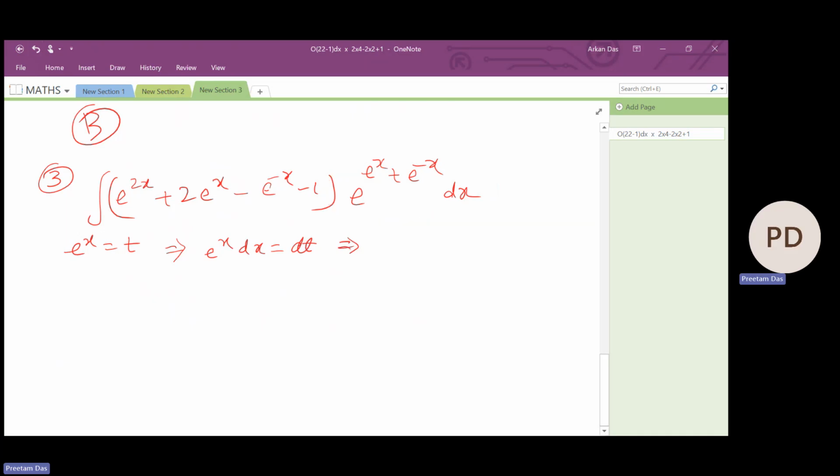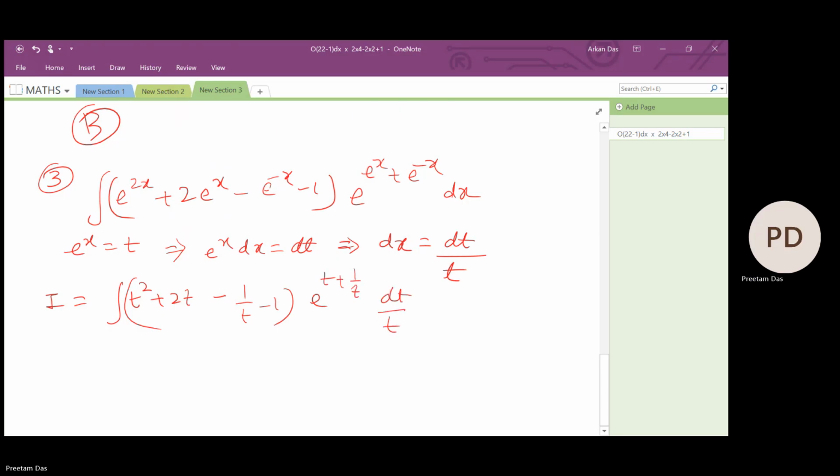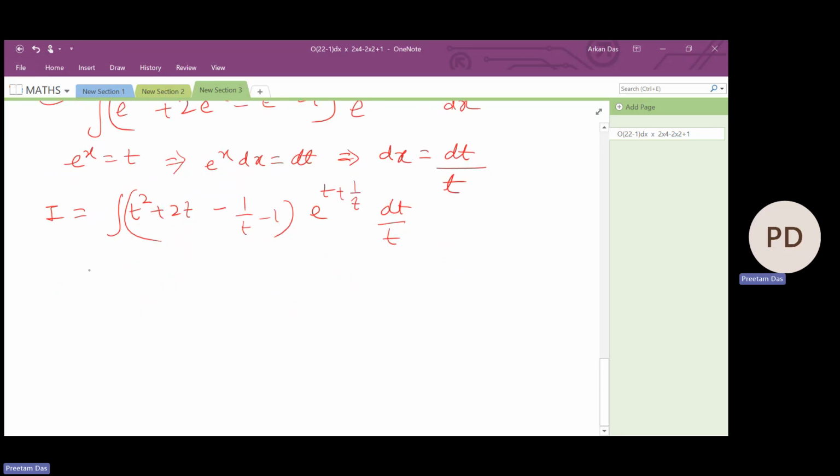So what are you supposed to do in this case? You will get dx equal to dt by e raised to x. But what is e raised to x? It is t. So now this will become t square plus 2t minus 1 over t minus 1 e raised to t plus 1 over t by t. Now this divided by t, I will multiply with the algebraic factors to make it t plus 2 minus 1 by t square minus 1 by t e raised to t plus 1 over t dt.